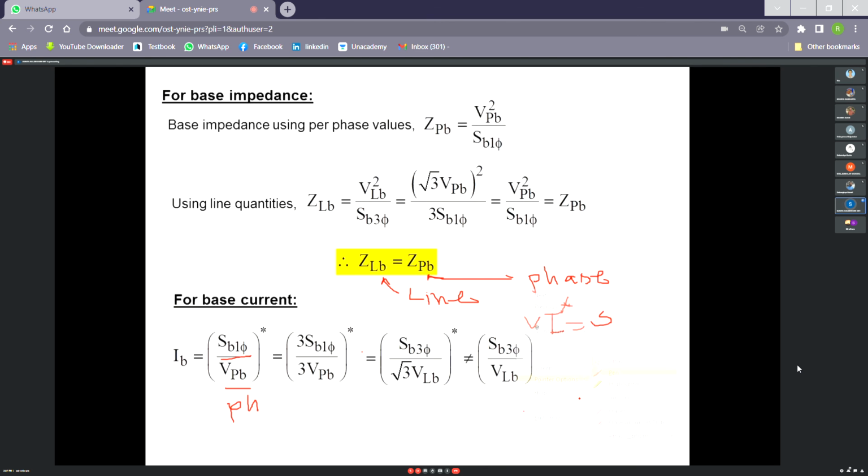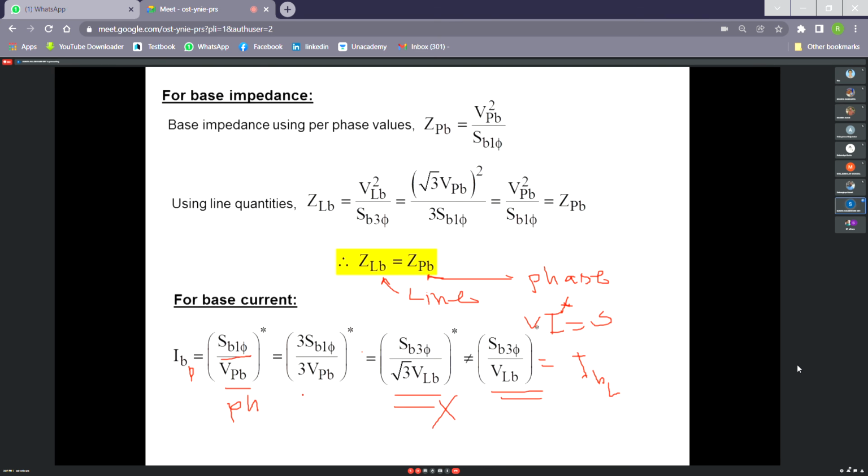So we can never use this one for the base current calculation. If you want to calculate in line quantities, then this should be the base current, not this one. Understood? So this is actually the phase quantity, and this is actually using the line quantity. I have not written it purposefully because it will create confusion. So we do not calculate it in this way.